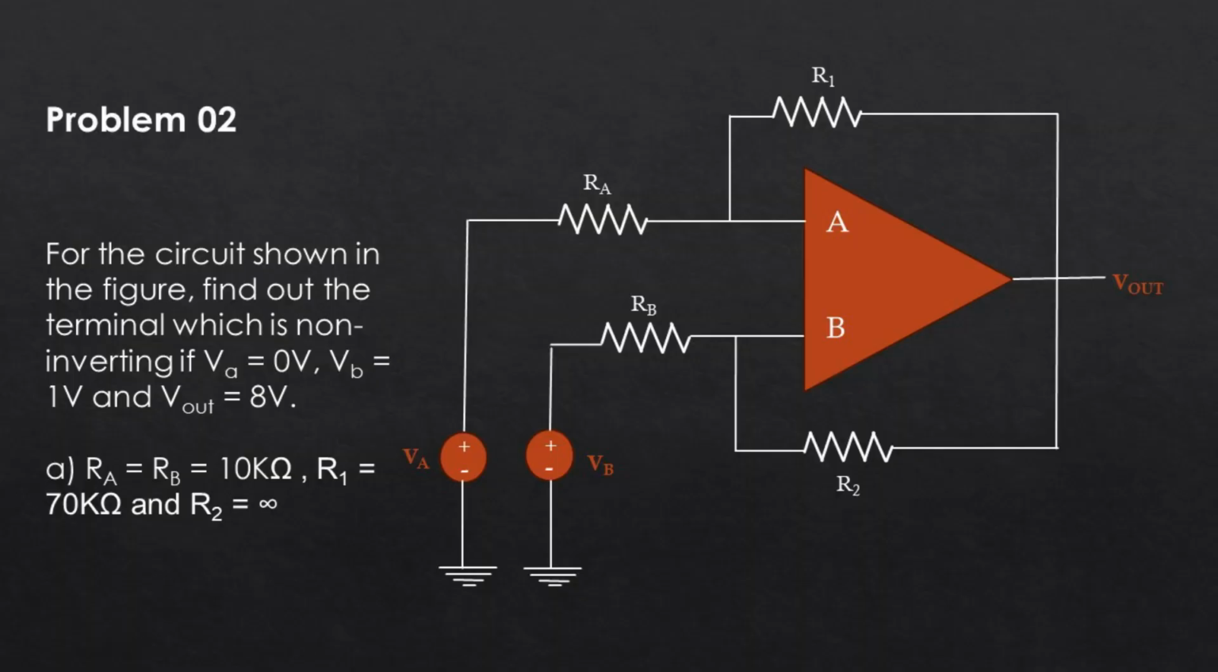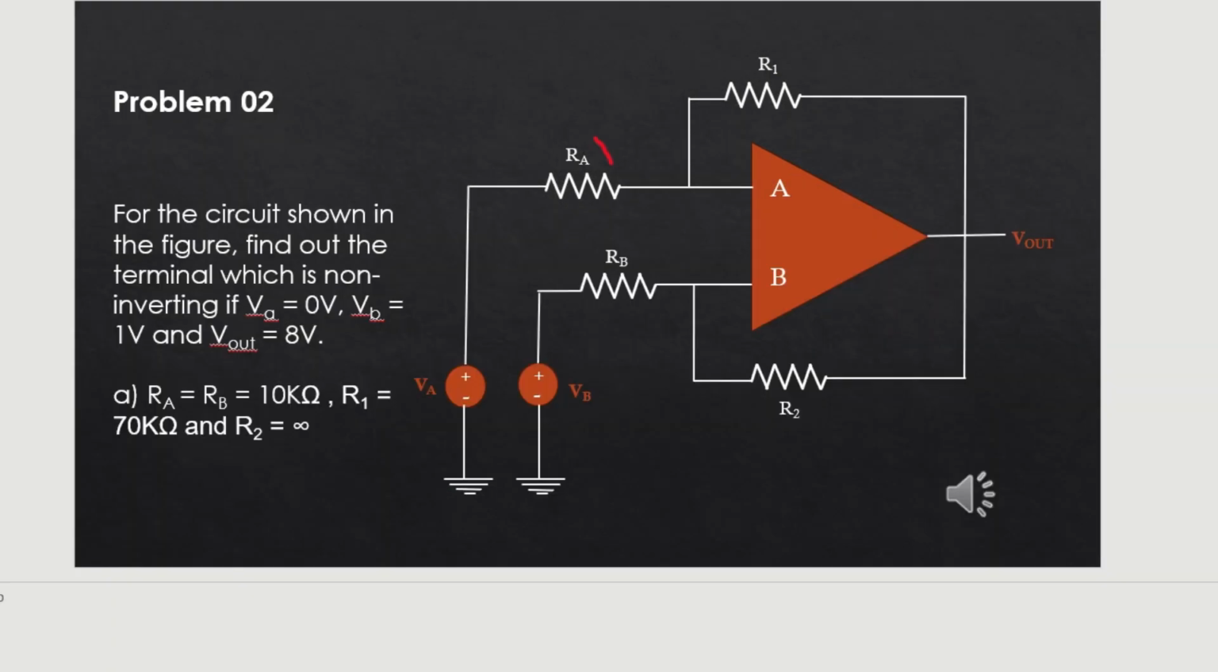Referring to the circuit shown in the figure, find the terminal which is non-inverting if VA is 0 volt, VB is 1 volt and V out is 8 volt. The first subdivision of this problem is RA equal to RB equal to 10 kilo ohm and R1 is given as 70 kilo ohm and R2 is infinity. So under these conditions, we are supposed to find out which is the non-inverting terminal.